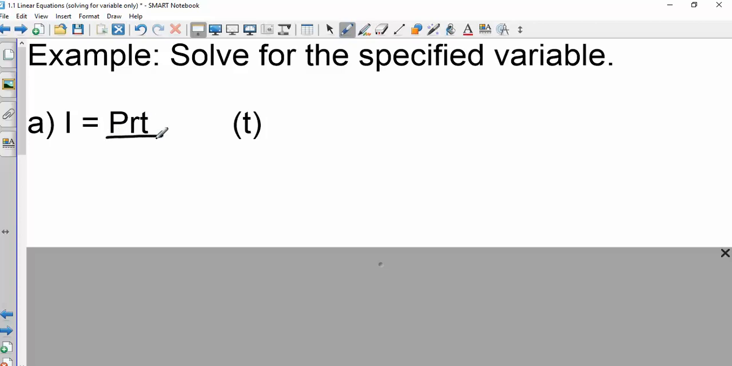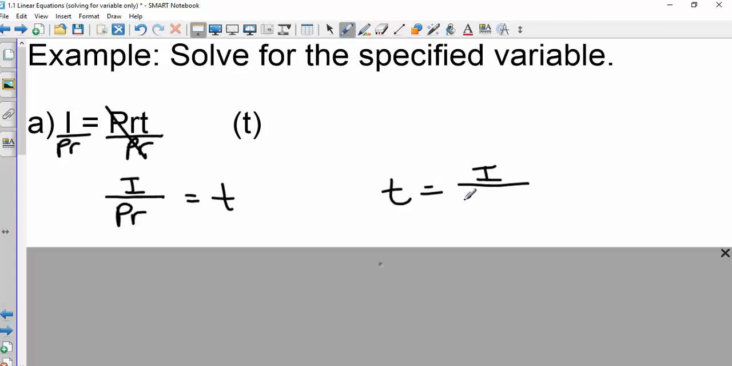Okay. Can you do it both at once? Absolutely. They're both multiplied. We can divide them both. Now, do we have I divided by PR, or are we going to turn that into anything else? No, it just stays. So P and the R are gone, so we have I over PR equals T. Or if you prefer, you could write T equals I divided by PR, because we know we can flip sides of the equal sign.